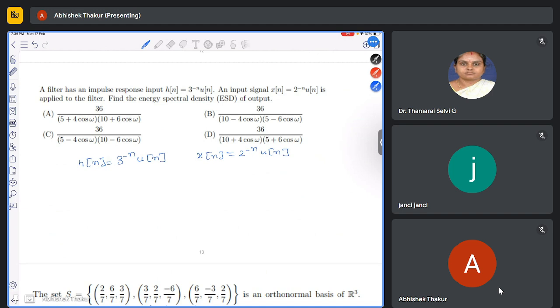So we know that the output energy spectral density is equal to the magnitude of the system response squared multiplied with the input energy spectral density.